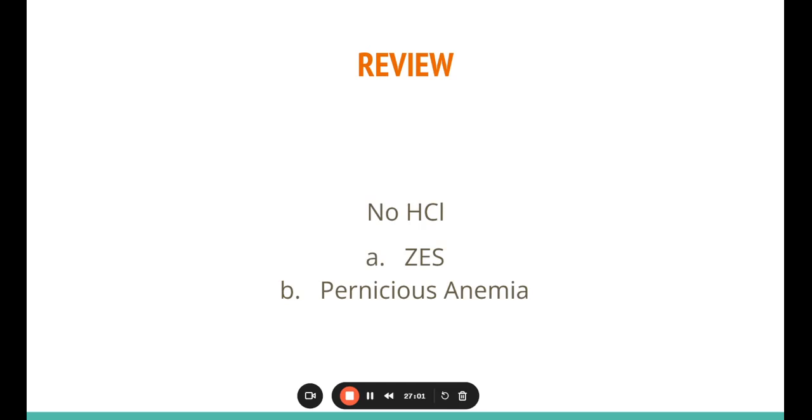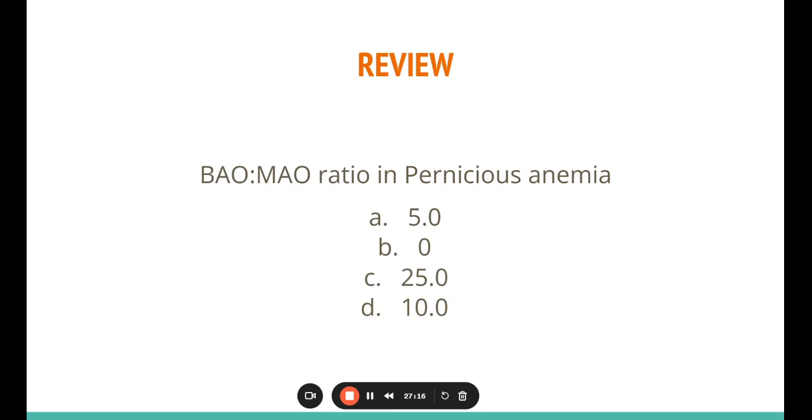Next, no HCl. The answer is B, pernicious anemia. Next, increased gastrin and HCl. The answer is A, ZES. The BAO-MAO ratio in pernicious anemia. The answer is B, 0, because there is no HCl or no acid in pernicious anemia.